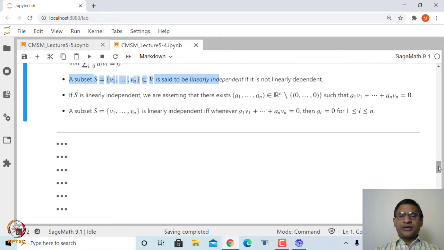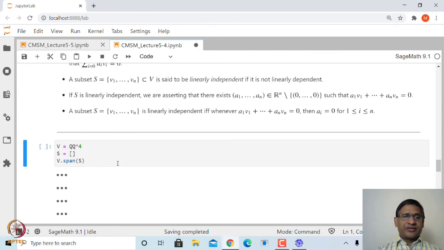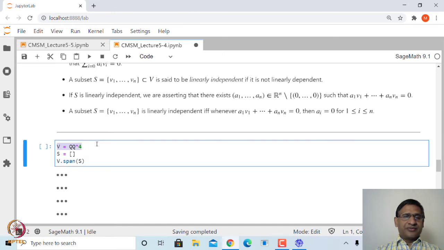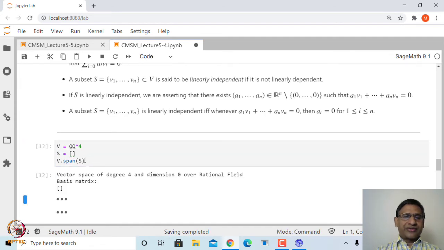Right. Now, once we have defined these concepts, let us look at how we can work with them in SageMath. So, let us start with V = QQ^4. You can start with RR^4, that is R^4, and suppose I have S to be the empty set. Then we can define the span of S over V, and this says that it is a vector space of degree 4 and dimension 0. So, this actually contains the singleton 0; though it looks empty, it is a singleton 0 set.